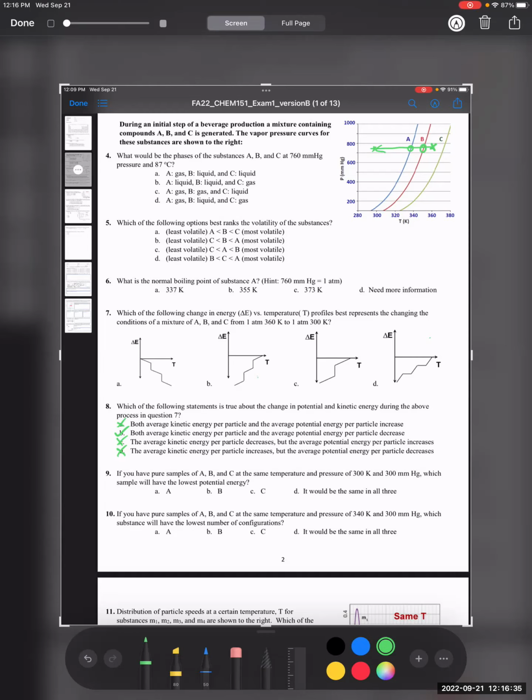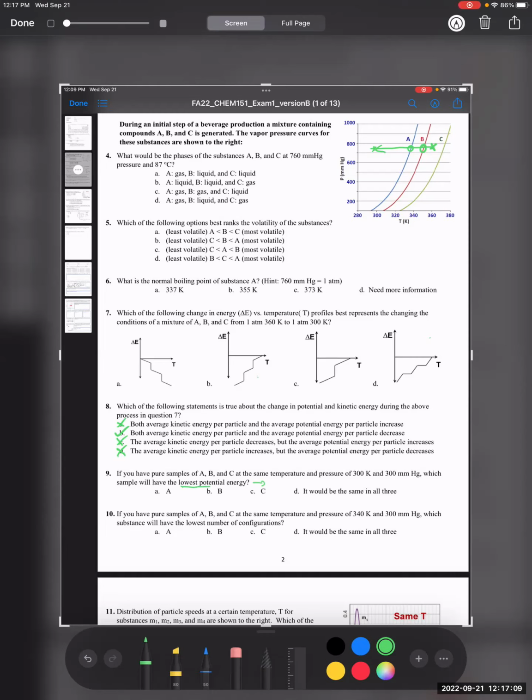All right, moving on to question 9. If you have pure samples of A, B, and C at the same temperature and pressure of 300 Kelvin and 300 millimeter mercury, which sample will have the lowest potential energy? Okay, so the potential energy is related to the strength of interactions. The stronger the attractive interactions, the lower the potential energy. They are asking about the lowest potential energy. Therefore, we are looking for the strongest attractive interactions.